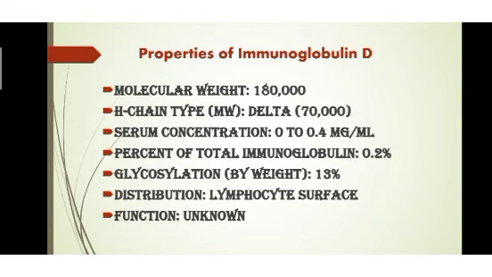Immunoglobulin D is found in serum in much smaller quantities than other immunoglobulins. Membrane immunoglobulin D is a receptor for antigen found mostly on mature B lymphocytes. And a recent study shows that immunoglobulin D acts together with immunoglobulin M.